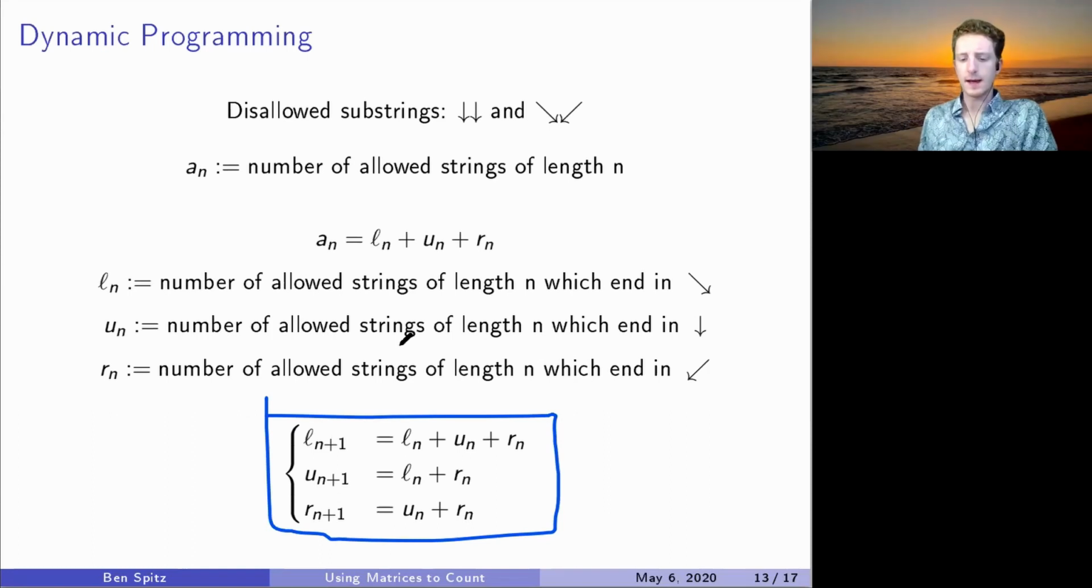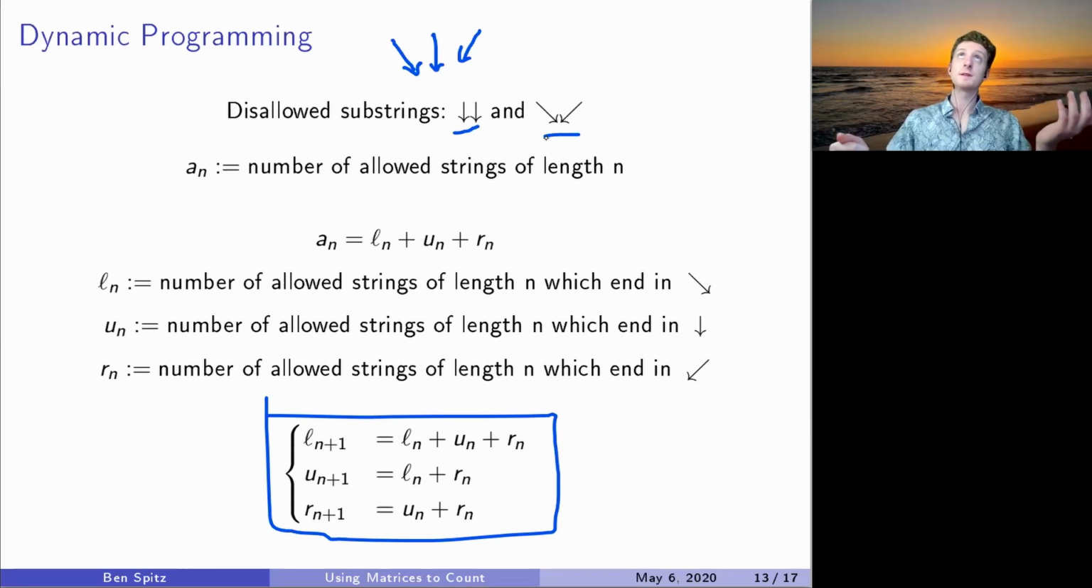Okay, so A_n itself is defined to just be the number of allowed strings of length n. For example, A_2 is the number of strings of length 2 built from these three symbols which don't have either of these two substrings. The only way to have a disallowed string of length 2 would be if the entire thing is one of those disallowed substrings. There are 3 symbols, so there should be 9 total strings of length 2, but 2 of those are disallowed, so A_2 should be 7, if that makes sense.